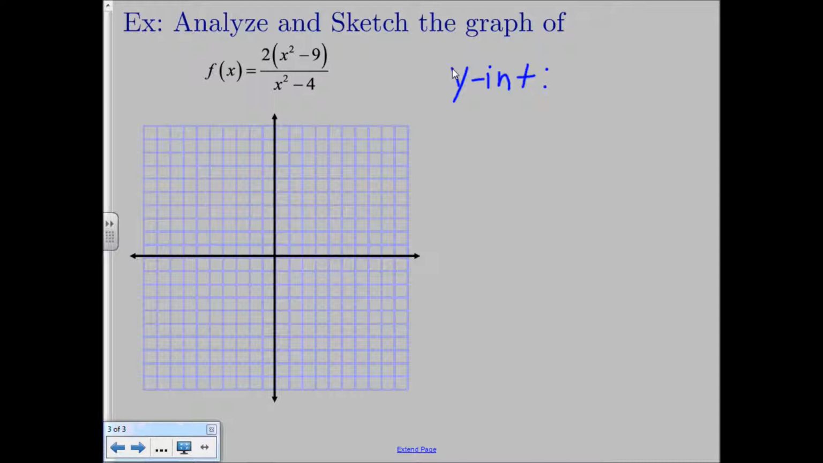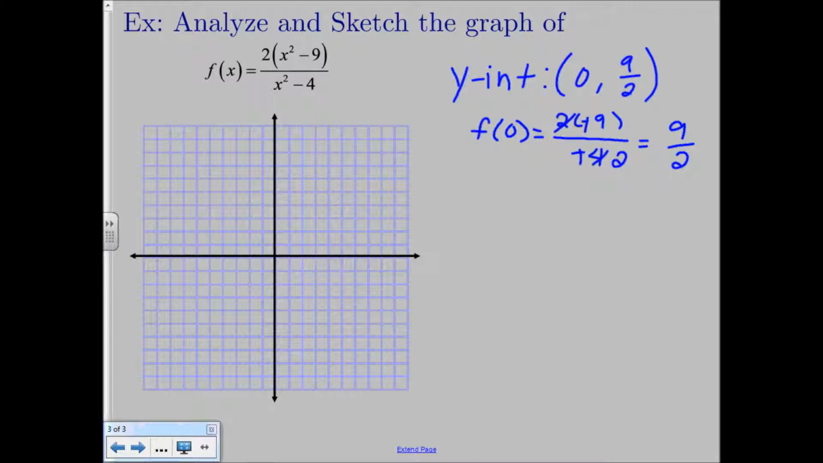So if we plug f of 0 in, we get 2 times negative 9 all over negative 4. So our negative signs will cancel out, and then we can cancel this 2 with this 4, and we're going to get 9 halves. So we have a y-intercept we know at 0, 9 halves. So we can go ahead and put that point onto our graph. 9 halves is about 4 1/2. So let's see, 1, 2, 3, 4. So we have a point right about there.